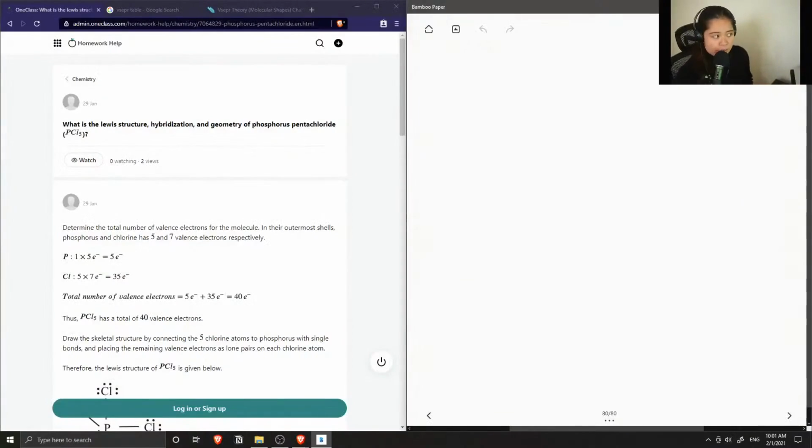Okay, so question 1 asks, what is the Lewis structure, hybridization, and geometry of phosphorus pentachloride, PCl5? Okay, so we first need to draw out the Lewis structure for phosphorus pentachloride. And the first step in doing so is to find the total number of valence electrons in this molecule.